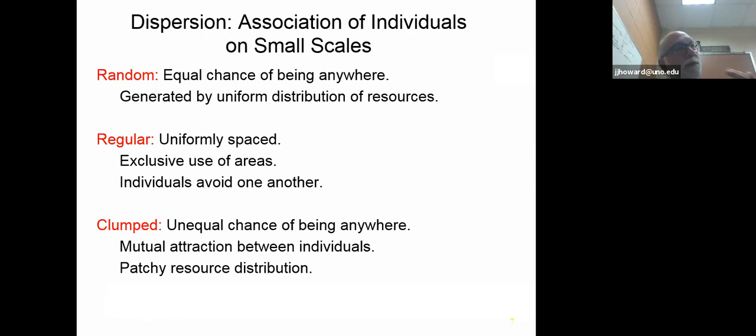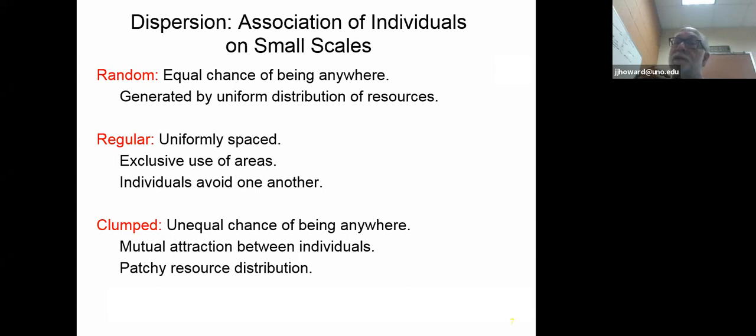Now, there are three kind of archetypal patterns of dispersion, and they tell us really interesting things about populations, almost just by counting individuals and asking how close they are to each other. You can get a surprising amount of information about this. So that's why we do these kinds of studies.